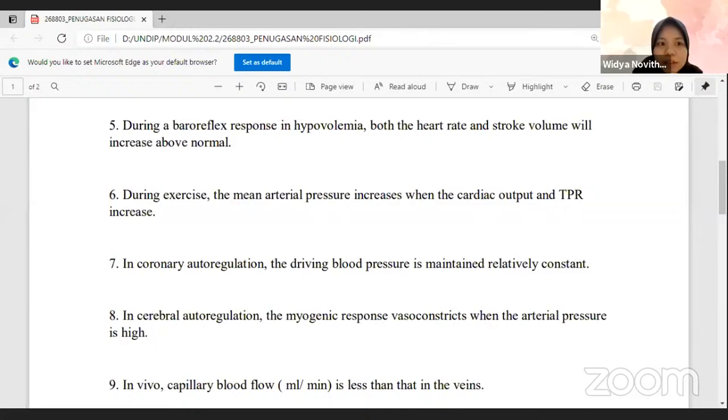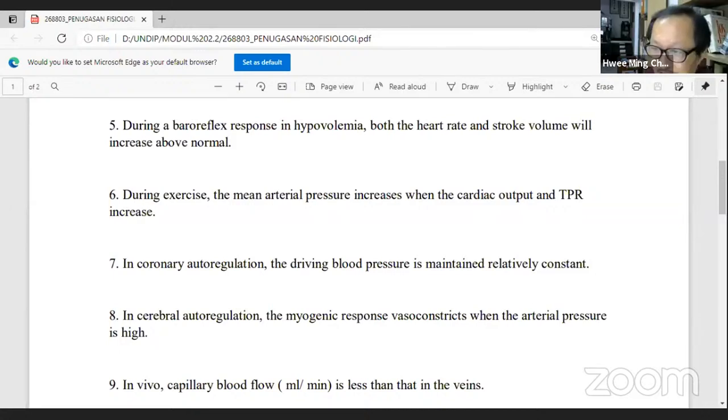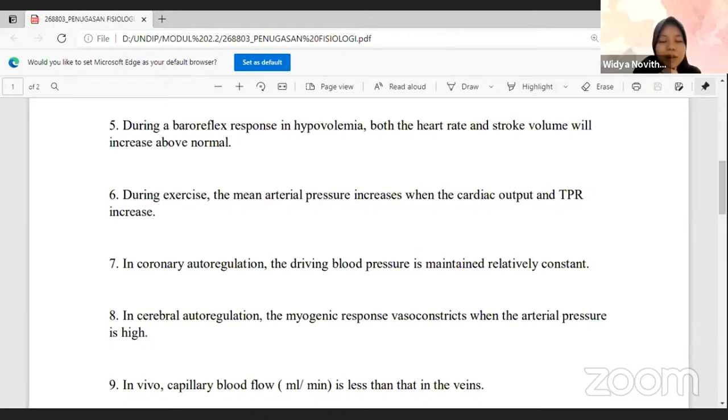Can you repeat the question? Why do you say skin? Because from my experience, when we exercise, I get a lot of sweat, and the sweat comes out from the skin. So the skin helps me to maintain my blood flow.